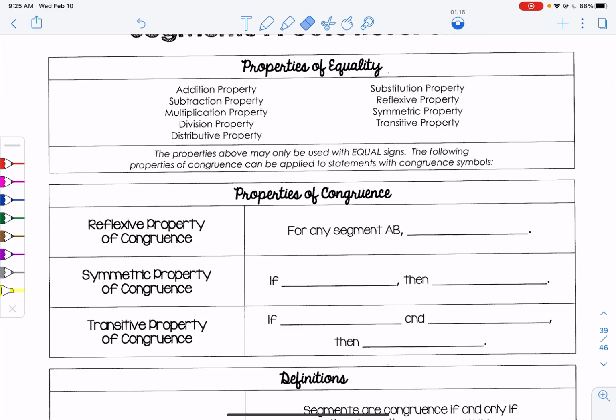Remember, we have equal, and we have congruent. And it's important to understand the difference. Okay, equal means the same amount.